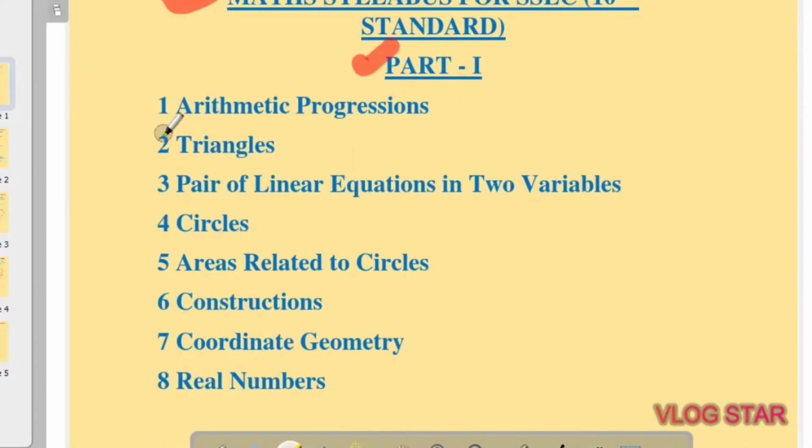In part 1 you have 8 chapters, that is arithmetic progressions, triangles, pair of linear equations in two variables, circles, area related to circles, constructions, coordinate geometry, and real numbers. So there are 8 chapters in part 1.